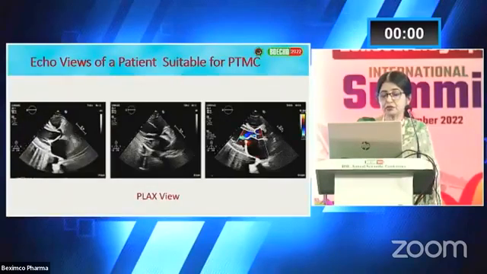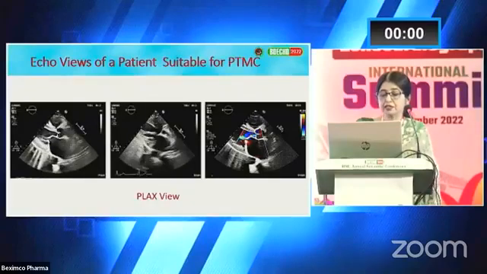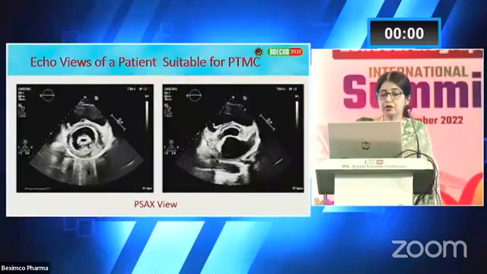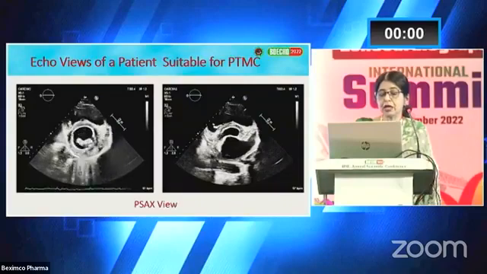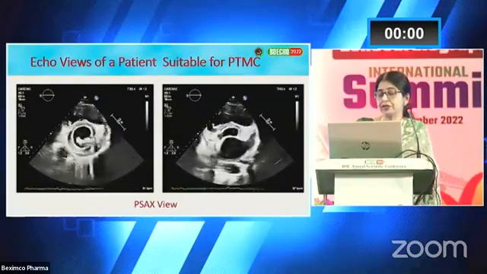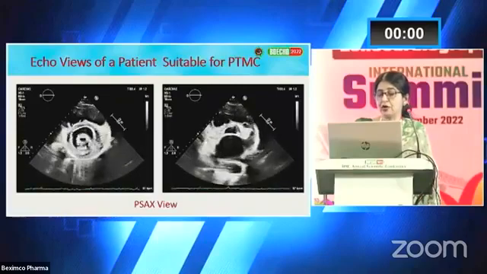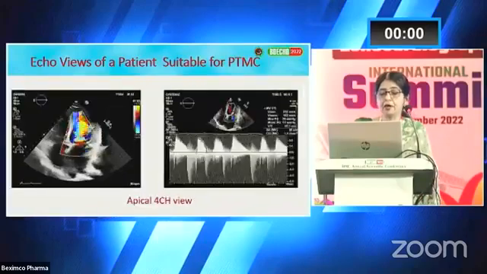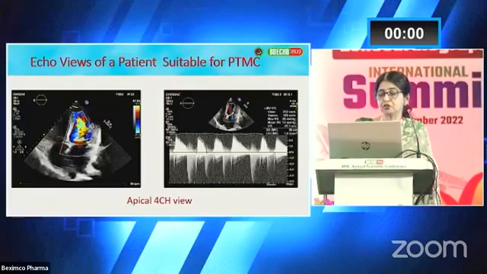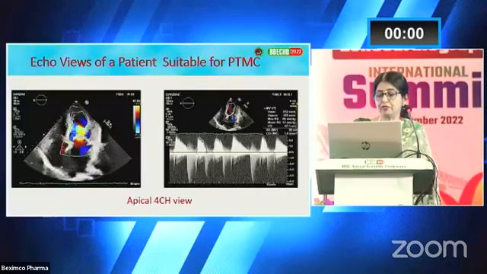So this is a case suitable for PTMC. Parasternal long axis view shows that the valves are pliable. There is chordal thickening but no fusion, and color flow imaging shows there is only mild MR and mild AR. Short axis view shows commissural fusion and the valve area is considered severe. On the right, we can see that there is no thrombus in the LA, the LA appendage is clear. Apical four-chamber view shows mild mitral regurgitation, and spectral Doppler tracing shows it's a case of severe MS. Thus, this case is suitable for PTMC.